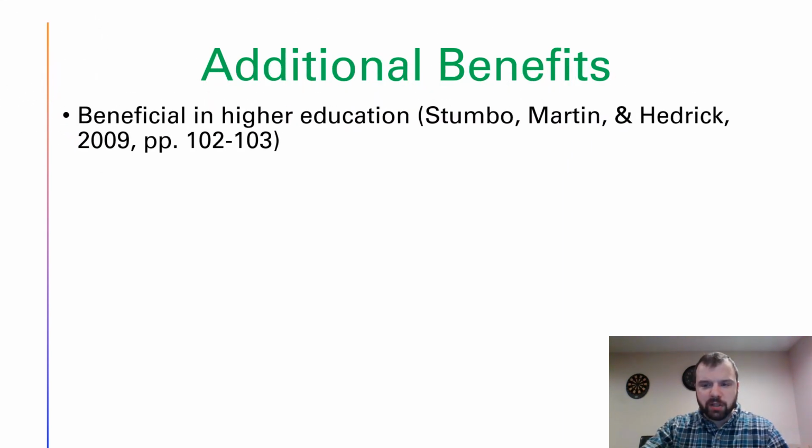For additional benefit, I will turn to an article by Stumble, Martin, and Hedrick. Sounds like a law firm, right? These guys wrote an article in 2009 on the impact of assistive technology on education, employment, and independence for individuals with disabilities. They tell us that although assistive technology is beneficial in primary and secondary education, it is even more profitable in college. Assistive technology, of course, can help to improve student grades.